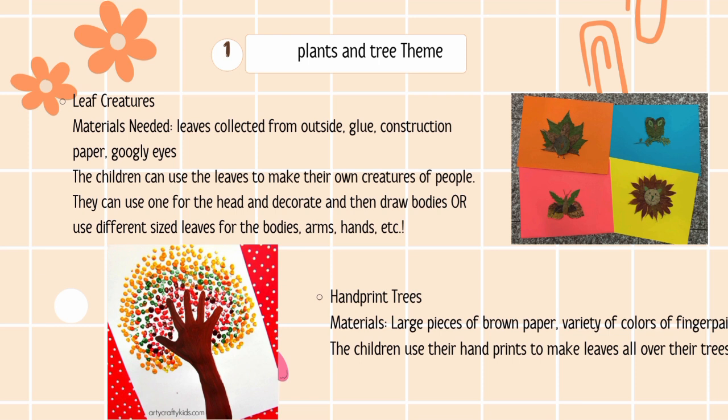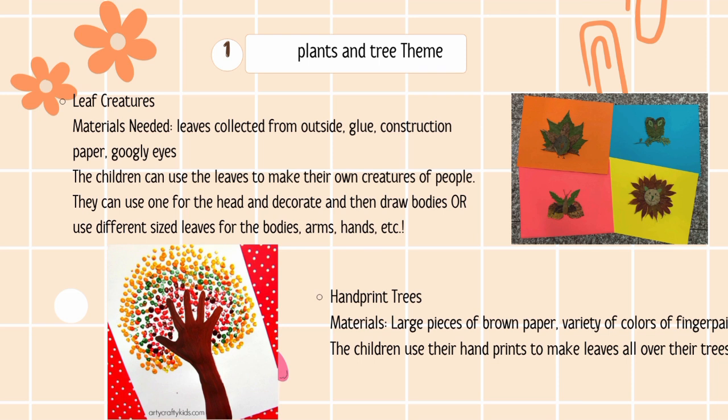Another example of a unit theme is plants and trees theme. Example activity: leaf creatures. Materials needed: leaves collected from outside, glue, construction paper, googly eyes. The children can use the leaves to make their own creatures or people. They can use one for the head and decorate and then draw bodies, or use different size leaves for the bodies, arms, hands, etc.